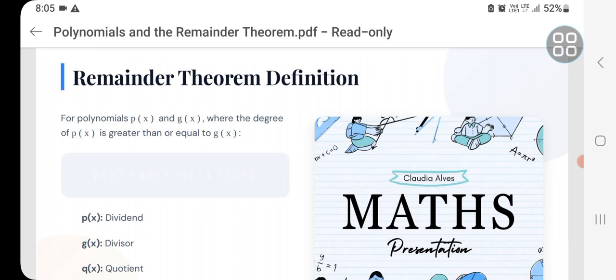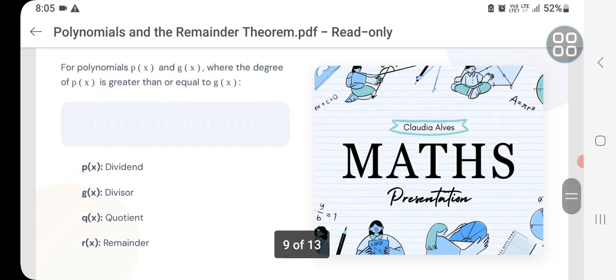While writing the polynomials p of x and g of x, you use this condition. Here p of x is the dividend, g of x is the divisor, q of x is the quotient, and r of x is the remainder. Okay, so we already know that p of x is the dividend, which means we have to divide this value with the help of the divisor. You can take any polynomial here. For example, shall I give one example for you? 2x cube plus 4x square plus x plus 2. It will be the p of x.